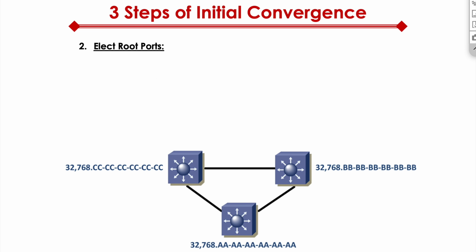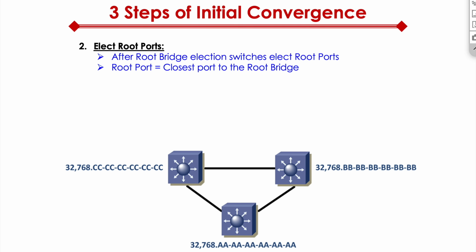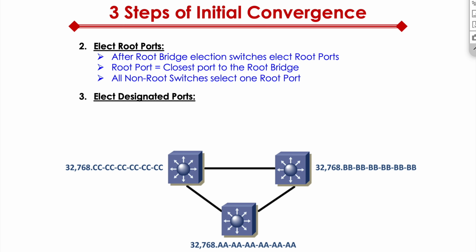After electing the root bridge, we want to elect root ports. Root ports are elected on the non-root bridges. It's the closest port to the root bridge. Every non-root switch needs to have one root port and only one. The third step in the initial convergence: first we elected the root bridge, second, we elected the root port.